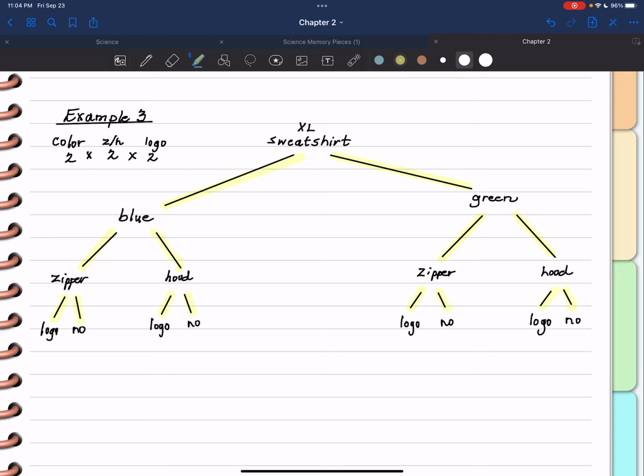And then finally, what's the other? Oh, that was it. Okay. So, how many combinations are available? There are 8. We can see that with the tree, or we can see that with the counting principle up here, that we end up with 8 combinations.